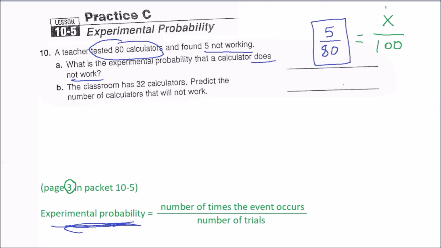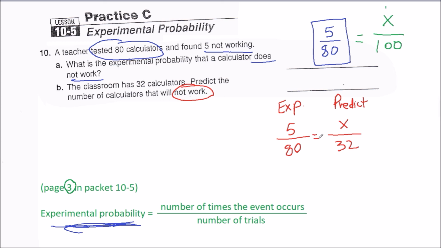And then part B, to finish up here, the classroom has 32 calculators. Predict the number of calculators that will not work. So we're still talking about not working, just to be clear on that. So for my experiment that the teacher performed, we had 5 that did not work out of 80 total. And for our prediction, we're looking at how many will not work out of 32 total.